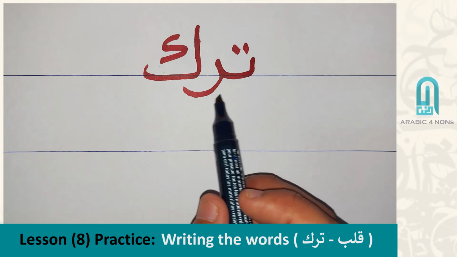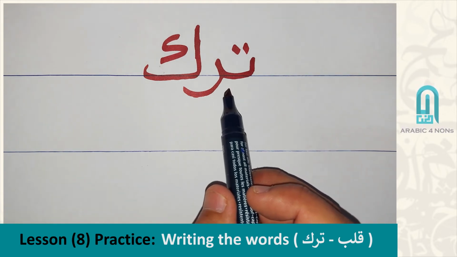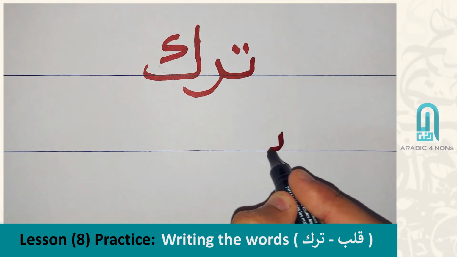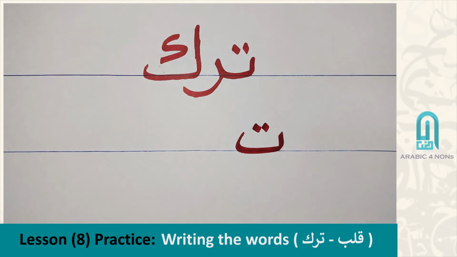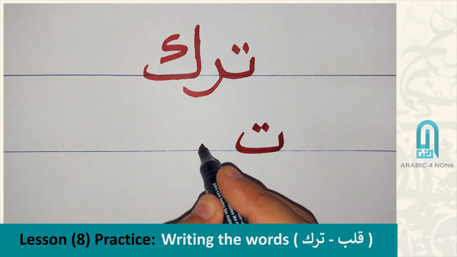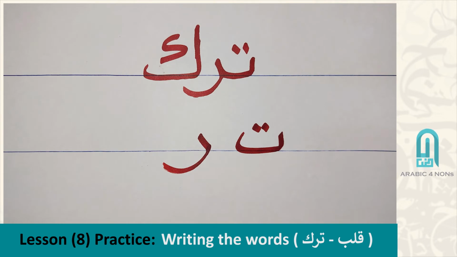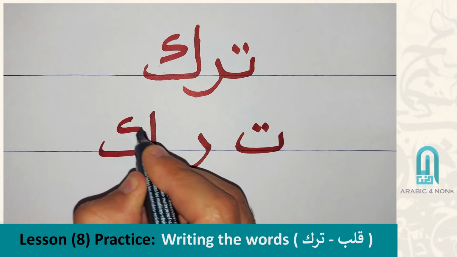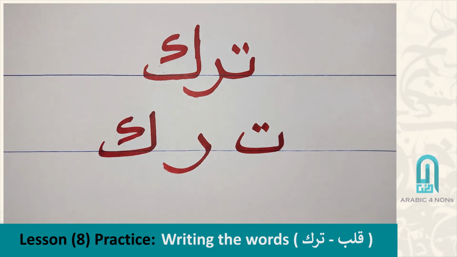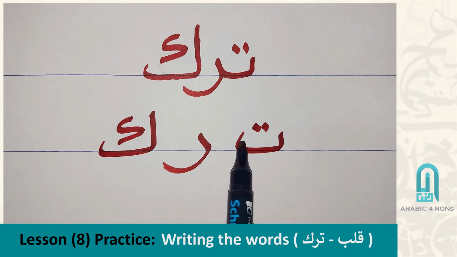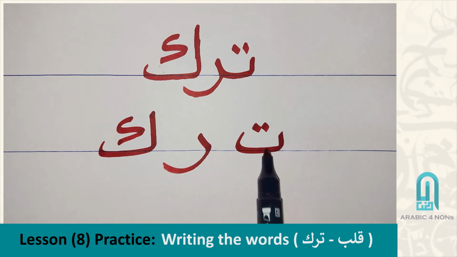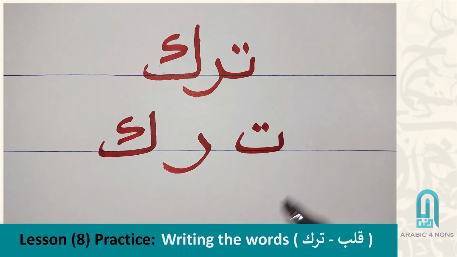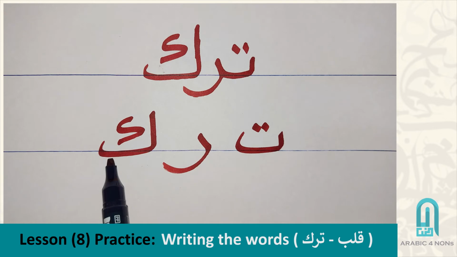First, I will analyze this word into its component letters. The first one is letter T. The second one is letter Ra. Write it like this. And the third one is letter K. Okay, fine. The next step is to shape these three letters based on their position. This one, obviously, is a start face because it's the first letter in the word. This one is a middle face and this one is a tail face.